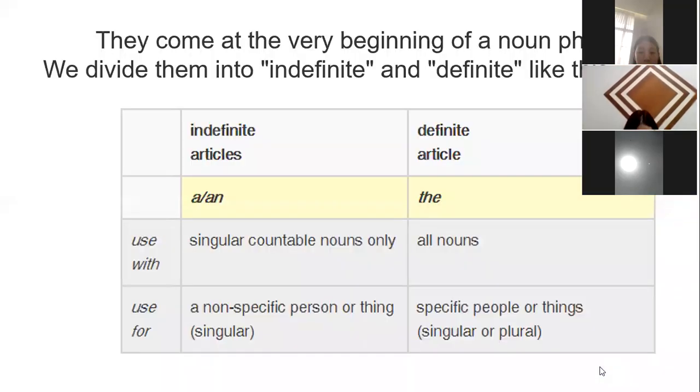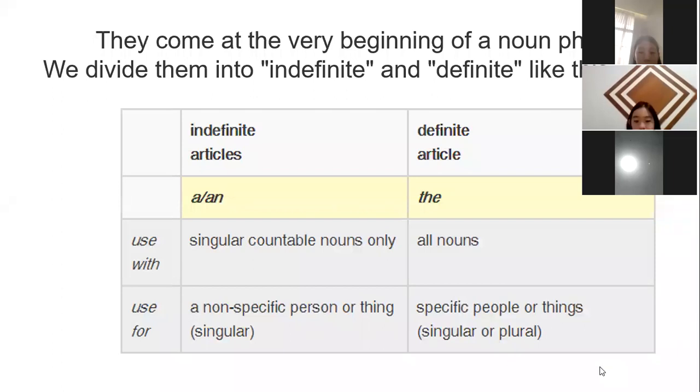Okay, now we move on to definite and indefinite articles. This one was also in our previous lesson. Again, there are only two indefinite articles: a and an. Meanwhile, for definite articles, we have only one, and that is "the," depending on the sound that follows it.